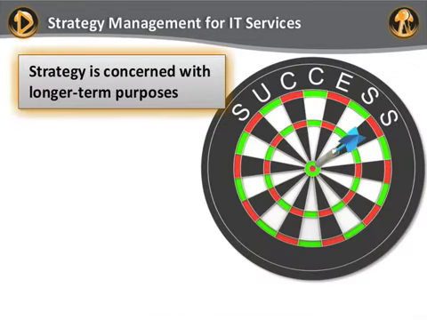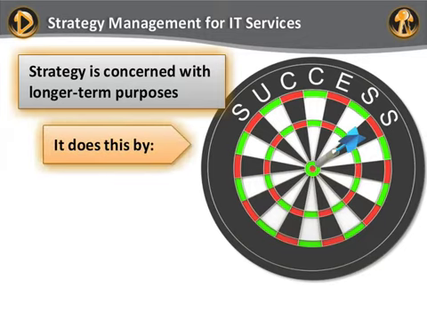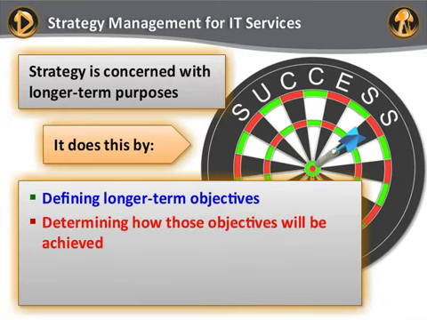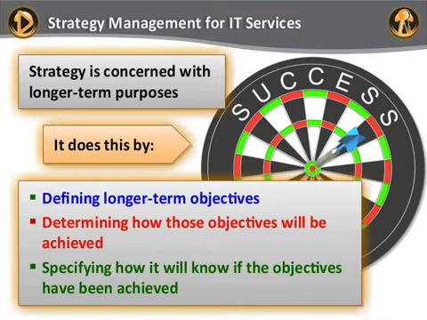Strategy is very much concerned with longer-term purposes. It's concerned to ensure that decisions made today are consistent with wider aspirations and objectives. It does this by defining the longer-term objectives and then determining how those objectives will be achieved. Finally, it specifies how it will know if the objectives have been achieved.